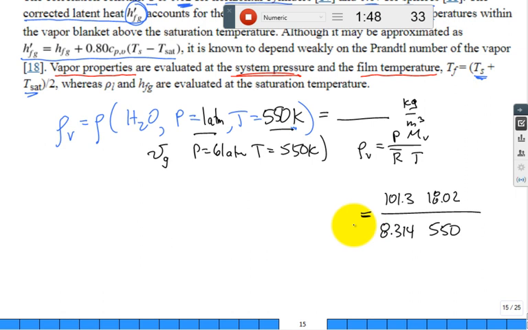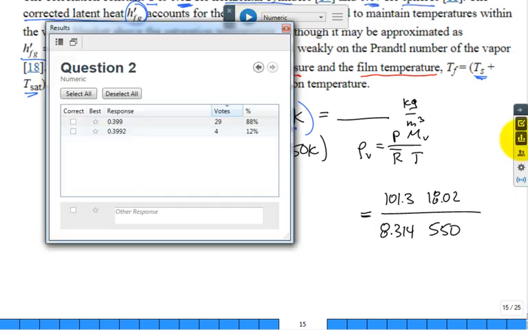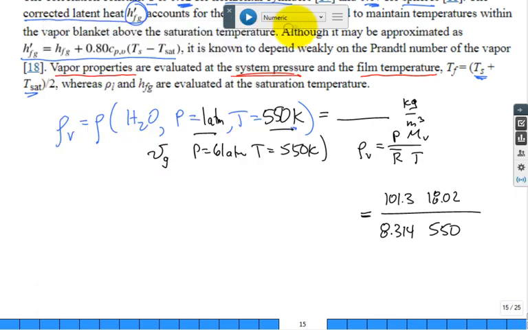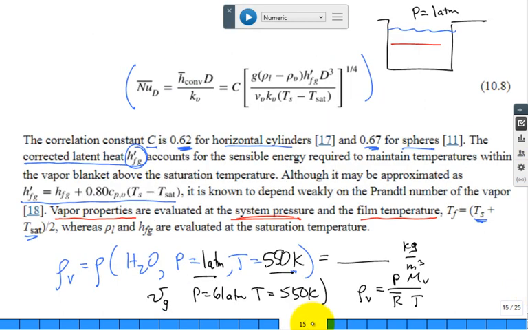All right, let's go ahead and stop this, and we'll take a look at the results. Hey, look at that. That's pretty impressive. So that's essentially the same number. Okay, so I'm just trying to point out a challenge to calculate properties that are needed in the correlation.